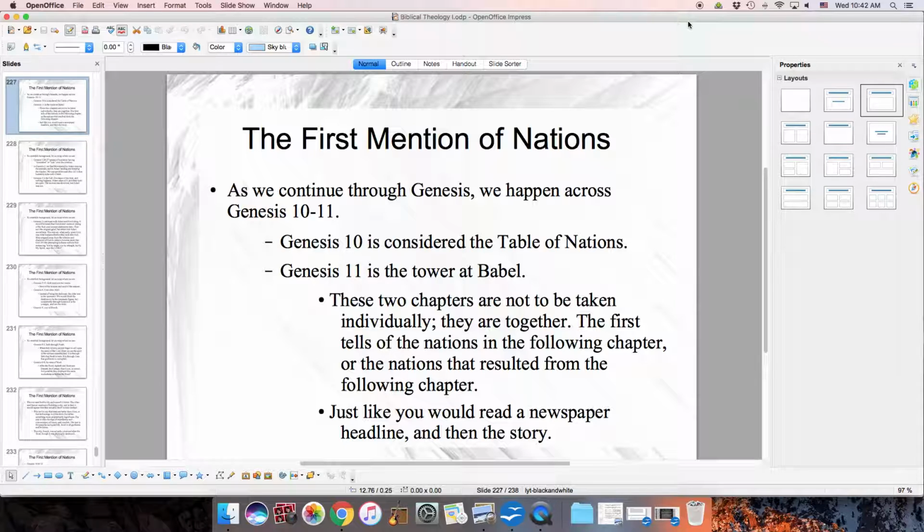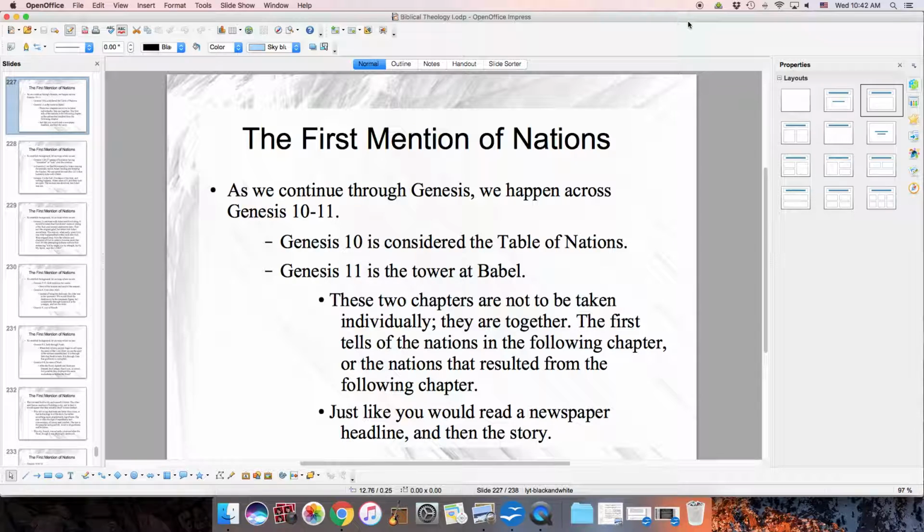But here we're starting to get into the nitty-gritty of it. This is where things are going to start to look like they're congealing, and you're going to begin to realize I'm not just putting random subjects forth and calling it biblical theology. There is a progression through the timeline. As we continue through Genesis, we happen across Genesis 10 and 11.